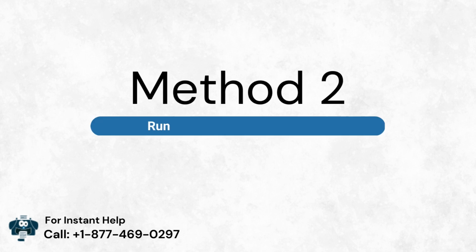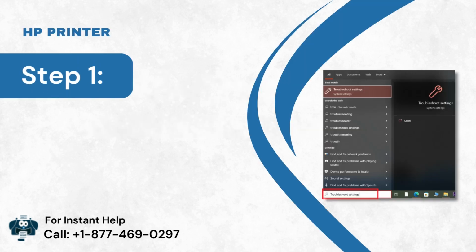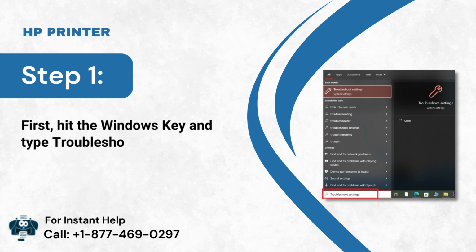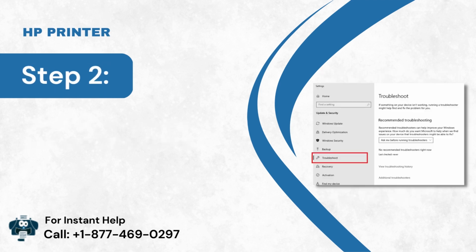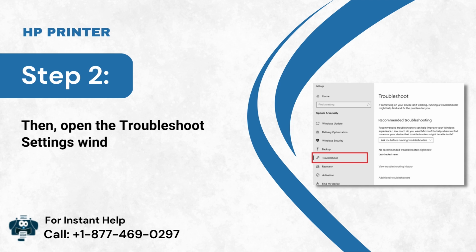Method 2. Run the printer troubleshooter. Step 1. First, hit the Windows key and type troubleshoot settings. Step 2. Then, open the troubleshoot settings window.